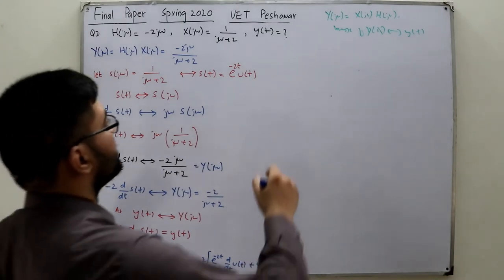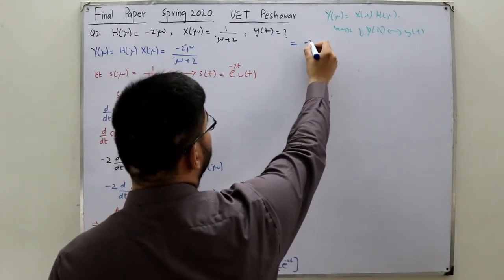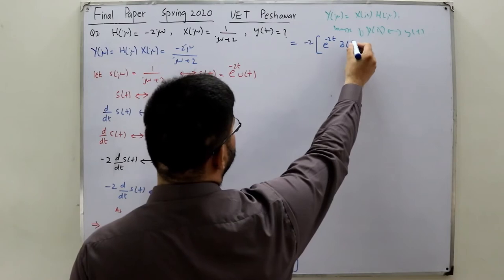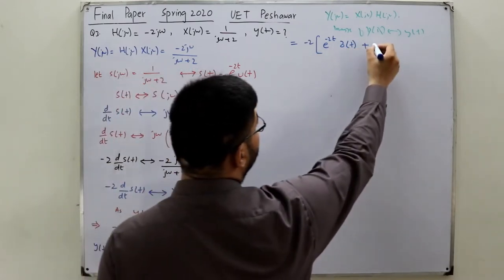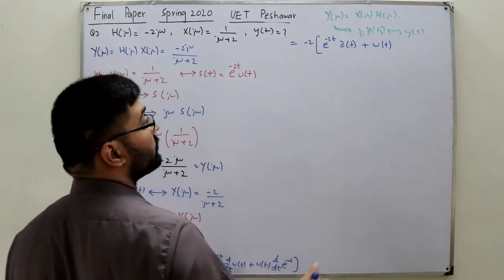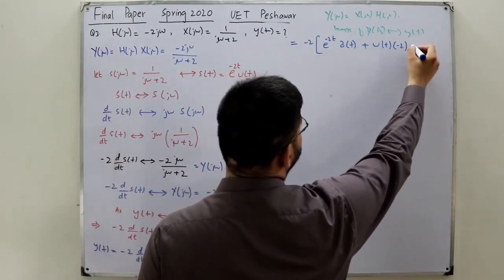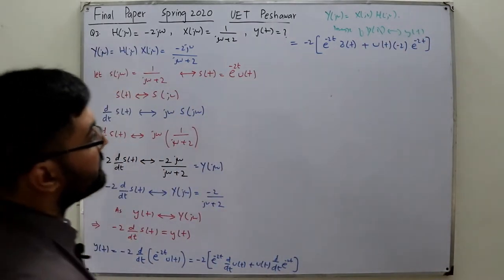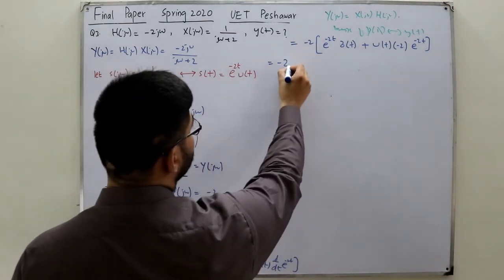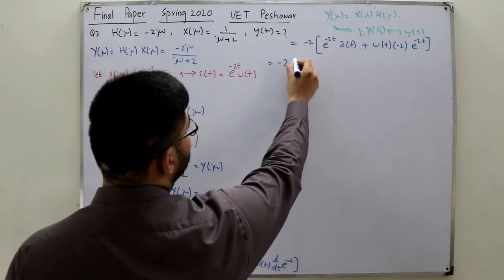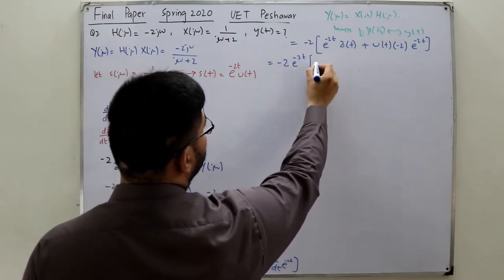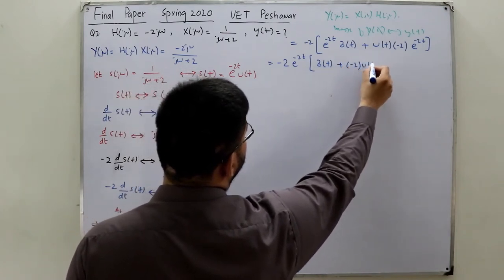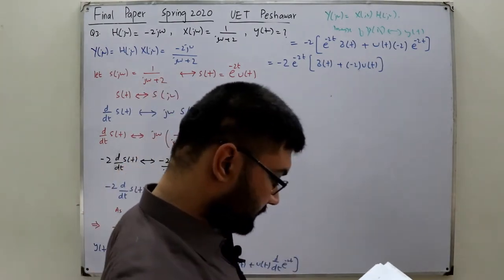So this negative 2 is already outside, then you have an exponential of negative 2t, and the derivative of the unit step is a unit impulse signal, plus u of t, and for the exponential of negative 2t, the derivative would be negative 2 times exponential of negative 2t. Now if I take exponential of negative 2t common, I have delta of t, and then I have plus minus 2 times u of t. Isn't it like this?